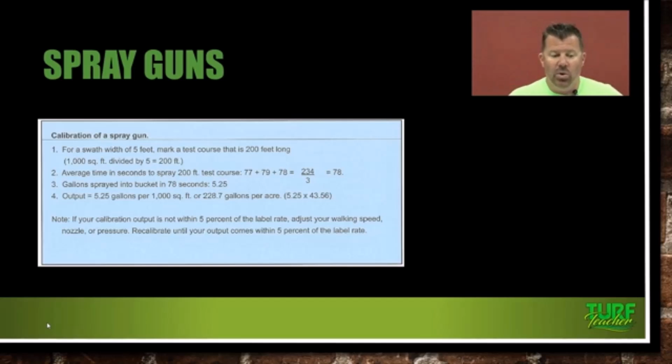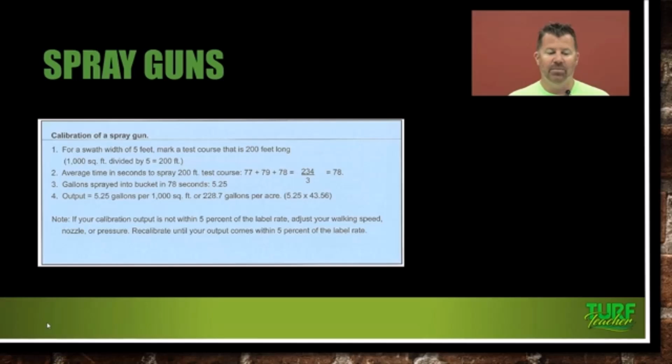Average the time in seconds to spray the 200-foot test course. So we had 77 once, 79, and then 78, and that gives us 234, so an average of 78. Gallons sprayed into the bucket in 78 seconds is 5.25. So our output is 5.25 gallons per 1,000 square feet, or 228 gallons per acre.